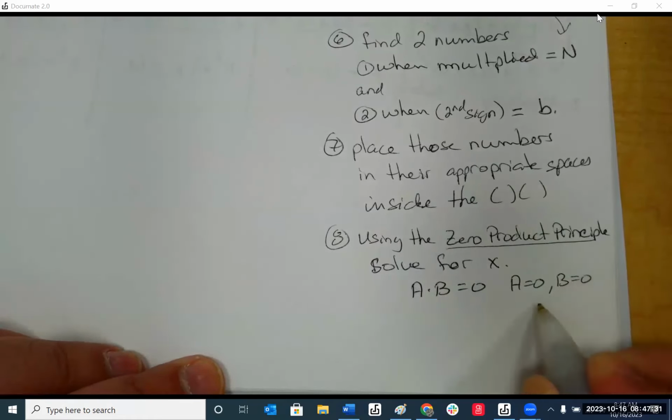So what that says is take our two equations and set them both equal to 0 and solve them. Because together, when they multiply, it equals 0. So x equals -2 and x equals -3. These are our x-intercepts.